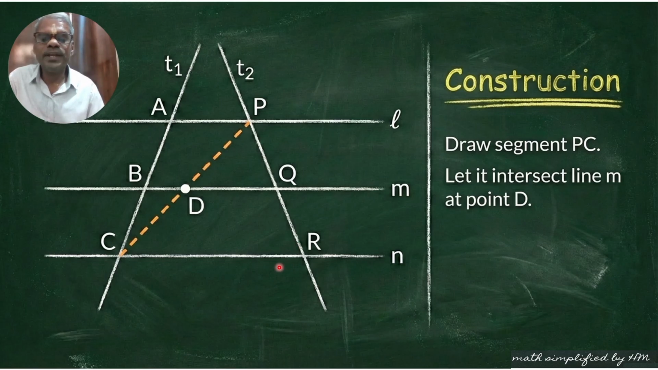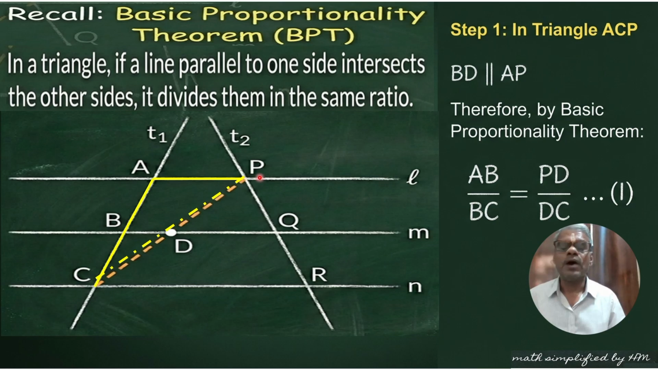For this, we need construction. For that, draw segment PC and let it intersect line M at point D. Now, before starting the proof, let us recall the basic proportionality theorem, which is called BPT. In a triangle, if a line parallel to one side intersects the other sides, it divides them in the same ratio. Now consider triangle ACP, in which BD is parallel to AP.